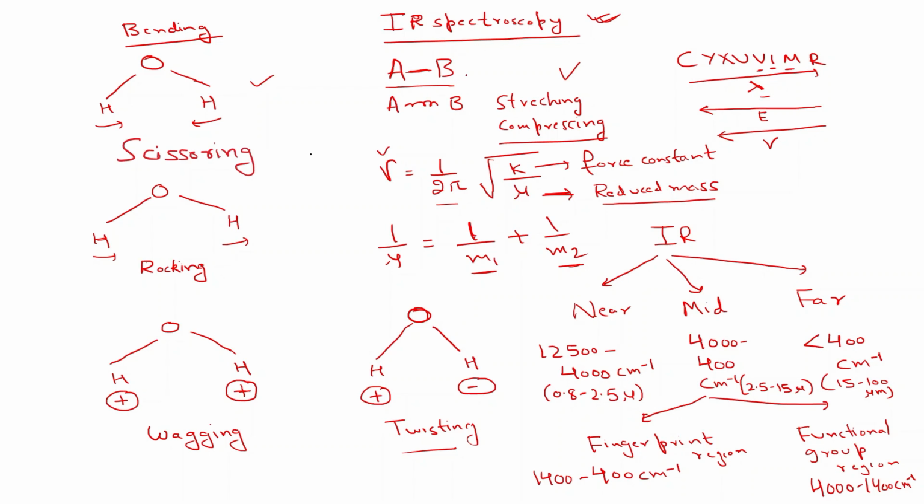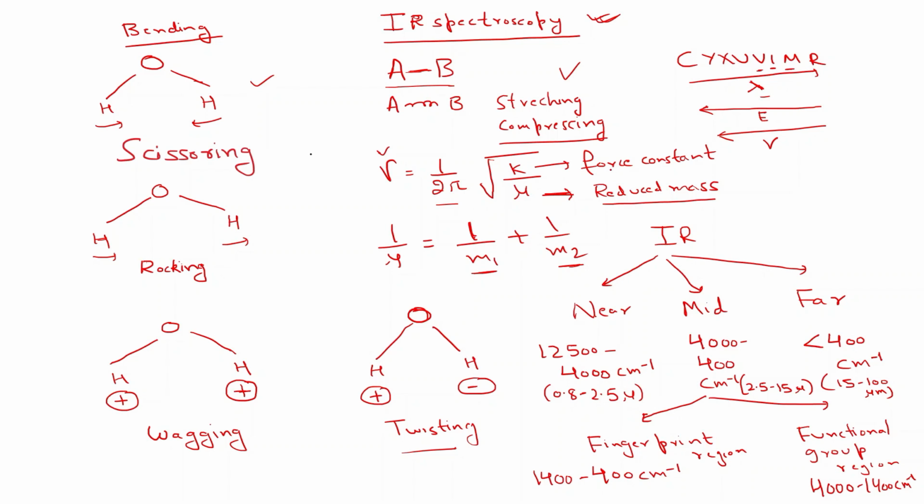Now consider a bond, say an A-B bond. This bond seems to be static, but actually it is not. It is stretching and compressing, showing vibration. That means the bond can be considered as a spring, vibrating at a particular frequency. That frequency is given by 1/2π root of k by μ.